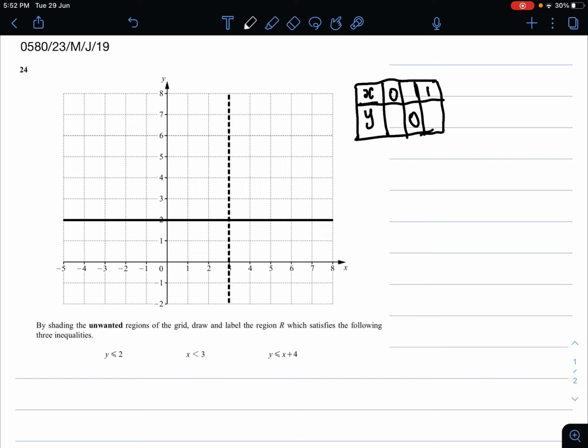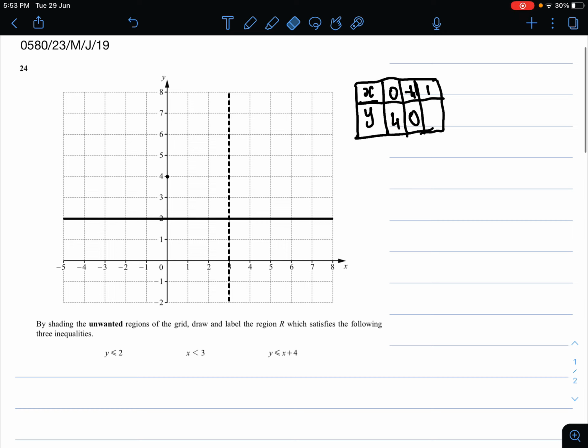If x is 0, then y should be 4, because 0 plus 4 is 4. Next, if y is 0, x would be negative 4, because the positive moves to the other side of the equation and becomes negative, so minus 4. And the last, if you put x as 1, you get 1 plus 4, which is 5.